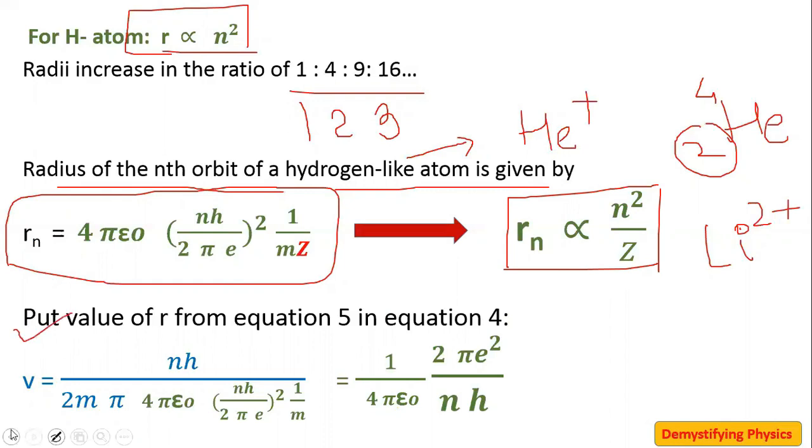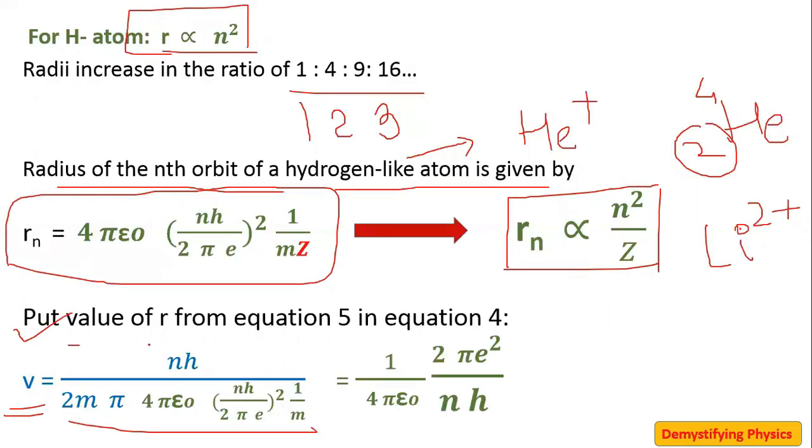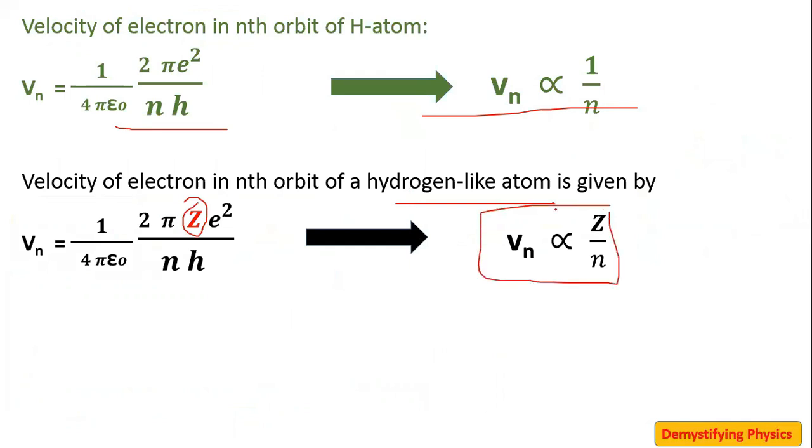Now, to find out the value of v, what we do, we put this formula of r back in this equation of v. Put it here and you will get the formula for velocity. Solve it and you will see that it is inversely proportional to n. Rest everything is constant, and velocity is inversely proportional to n. For hydrogen-like atom, Z is introduced here. For this, it is directly proportional to Z by n.